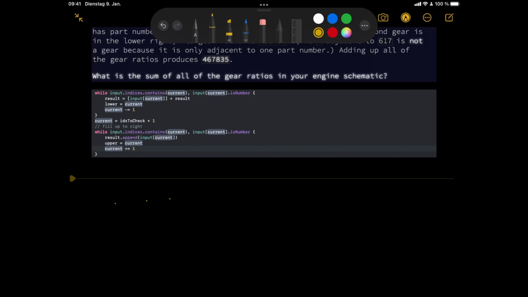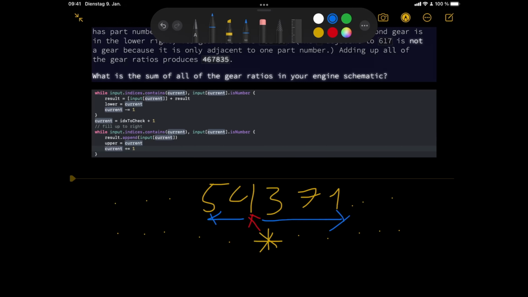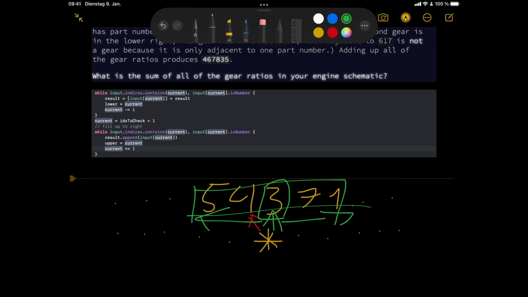Going back to our example where we had 54371, and let's just imagine that the asterisk we are looking for is here. So what would happen is we would first look at the 4, go left, fill up the number, go right, add that to our result. In the next phase, what we would actually do is check if there's a number on top. We would get the 3, go left again, go right again, would add that to our result as well, which would lead to having more numbers in there that we actually need. So it's really important to keep track of which numbers we already added.